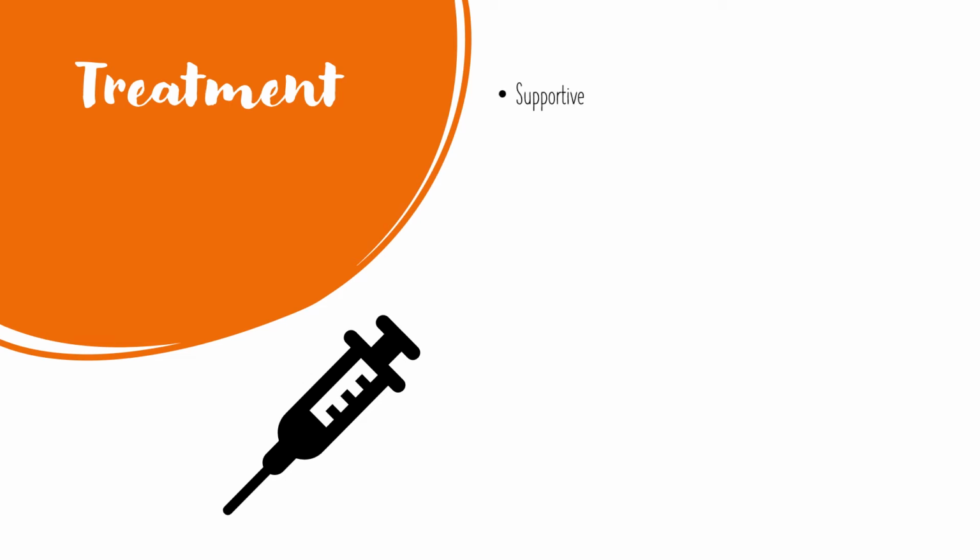So firstly, we have supportive measures. You consider giving blood products or platelets, transfusions. You give allopurinol to prevent tumour lysis syndrome. And you may insert a Hickman line for IV access.